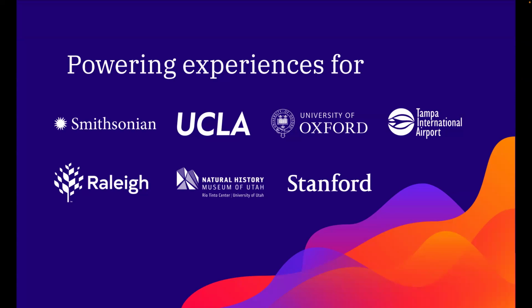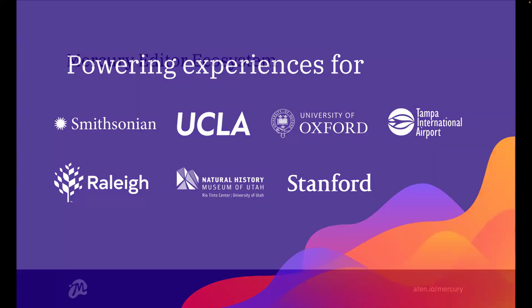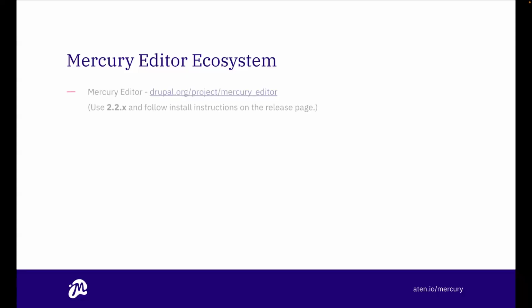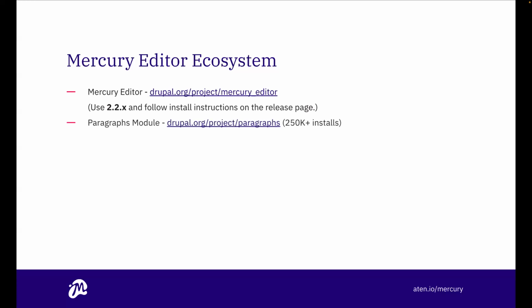This is being embraced and picked up by others in the Drupal community, even without our direct involvement, which is pretty cool. I'll talk through the ecosystem really quickly. First, of course, there's Mercury Editor. Download it just on the project page at Drupal.org. As I said before, it's built on the paragraphs module.